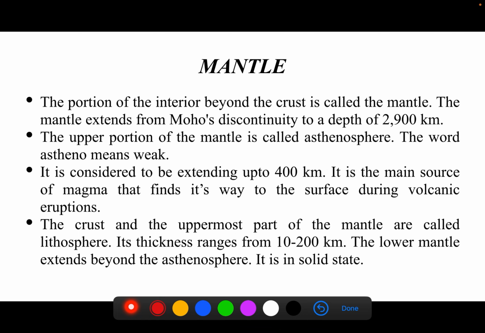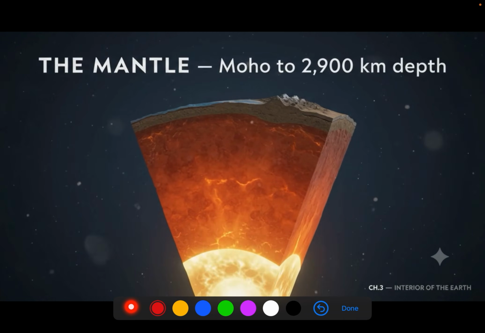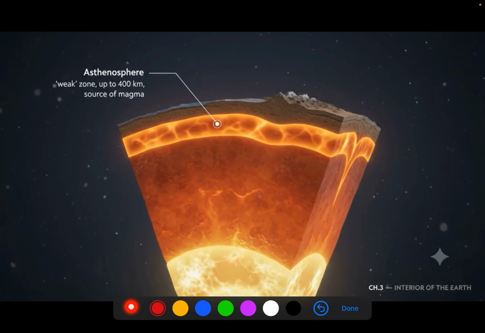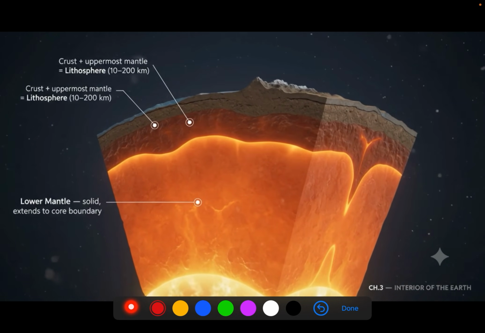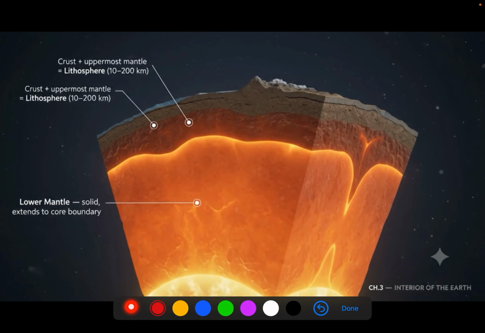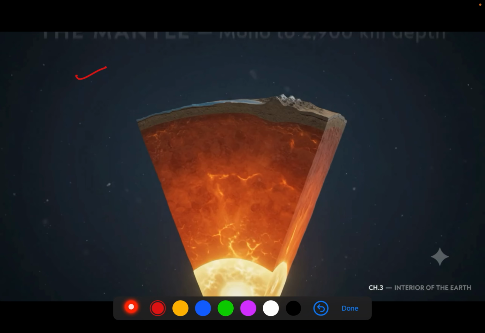Let's move now to mantle. Before discussing mantle, let's see an animated video of how the mantle looks. In this video, you could have seen that mantle starts from around the Moho discontinuity. We'll see what the Moho discontinuity is in just 2 minutes. You have also seen that there is something like the asthenosphere in this mantle, and something like the lower mantle. There is also something like the lithosphere. We'll see what all these parts are.